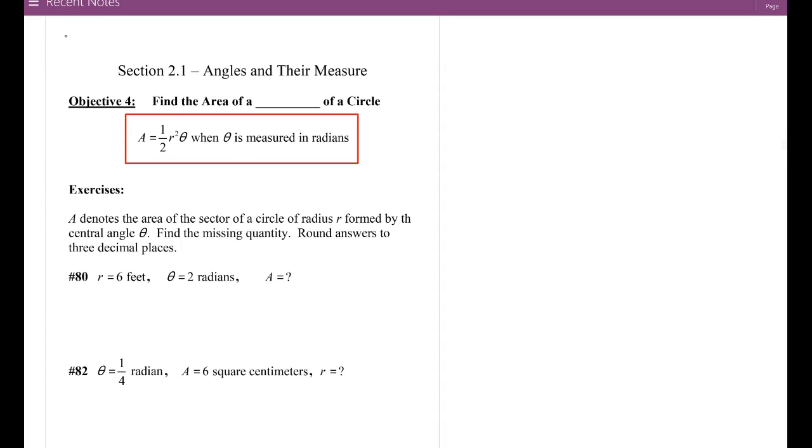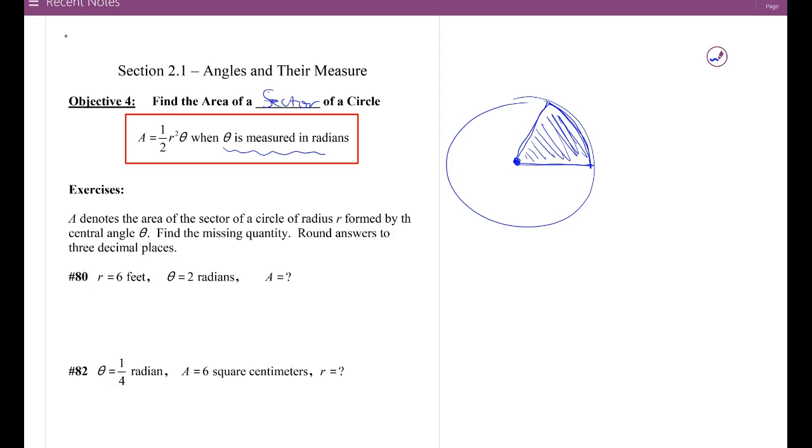So number 4 is find the area of a sector of a circle, and a sector is a pie-shaped wedge where you have the center here and the radius, and this is your arc length S, but the sector is talking about the whole area of the pie-shaped piece. So again, theta has to be measured in radians for this formula to work.